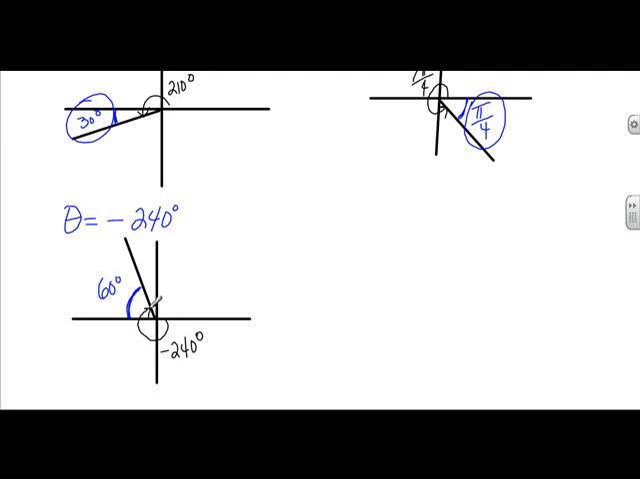Now, it's a little more interesting if we have an angle measured in radians that's not one of our special angles. Take theta equal 3.6, for instance.